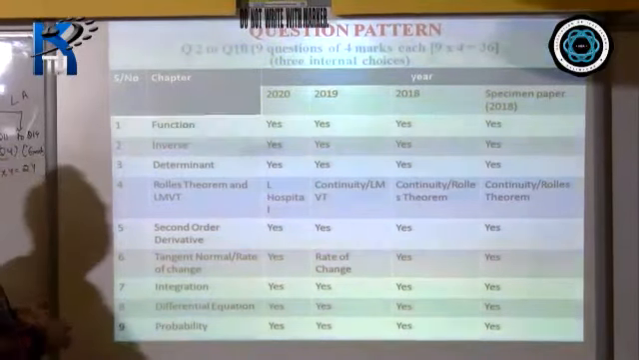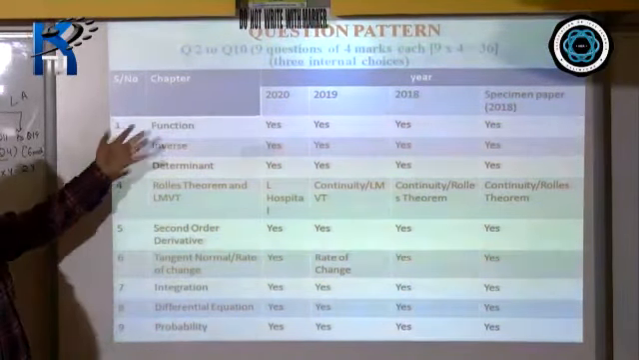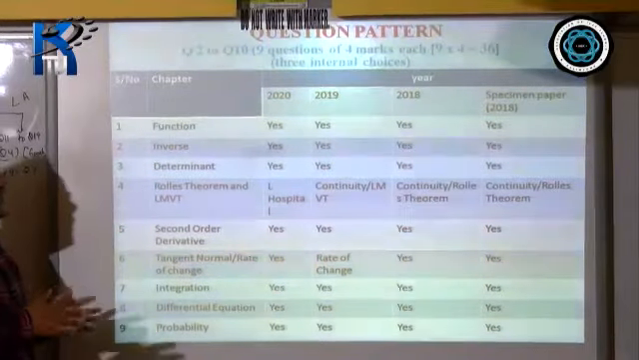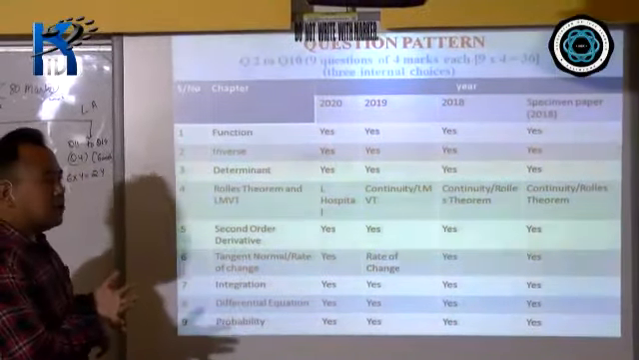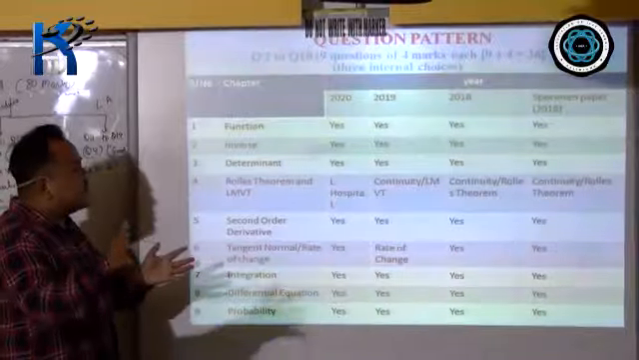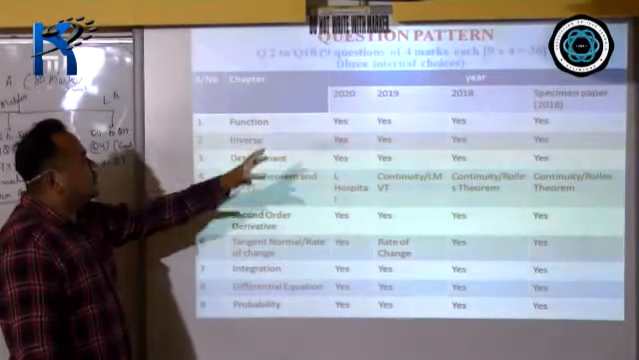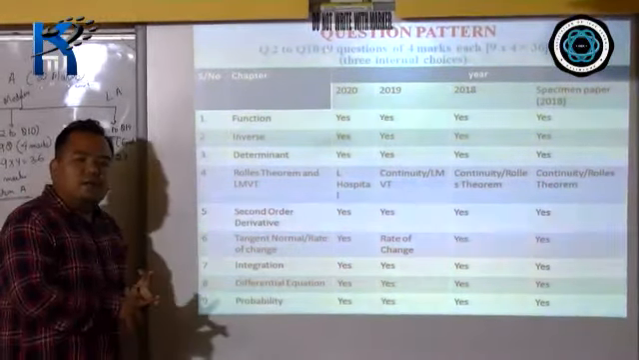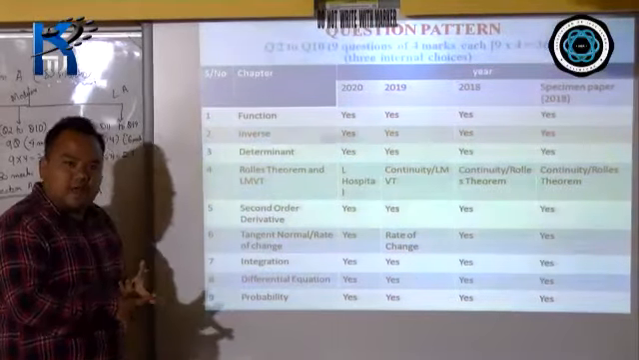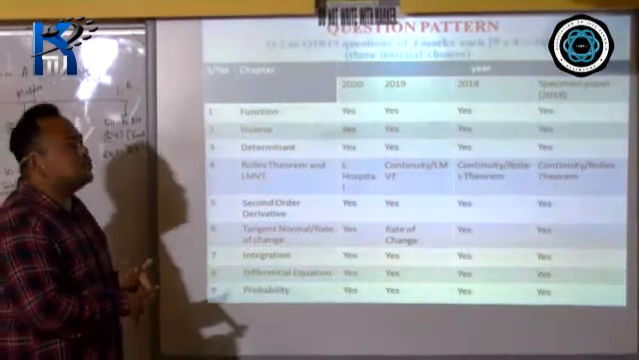As I have already told you, I'll be discussing each chapter type wise so that you exactly know which type had come in which year and which is the probable. So I'll just tell you, from function, you need to prepare 2 types. Type 1 is finding the inverse, and type 2 is composition of a function.